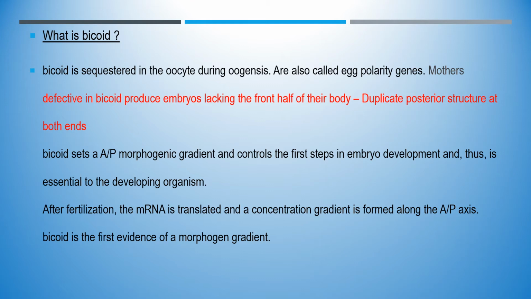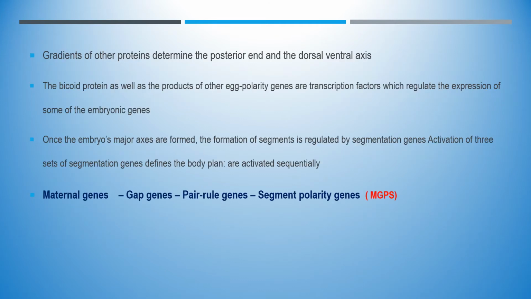dorsal and ventral regions, and after fertilization, the messenger RNAs translate and a concentration gradient is formed along the anterior and posterior axis. That is, bicoid is the first evidence of morphogen gradients in case of Drosophila melanogaster. Now gradients, what are gradients?